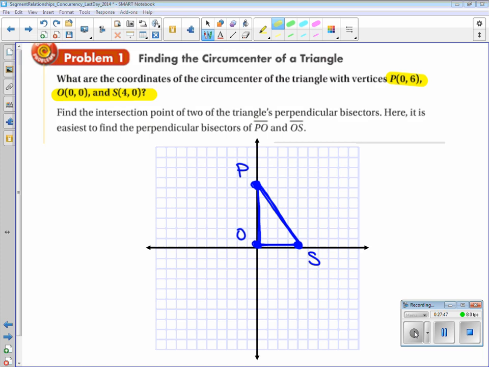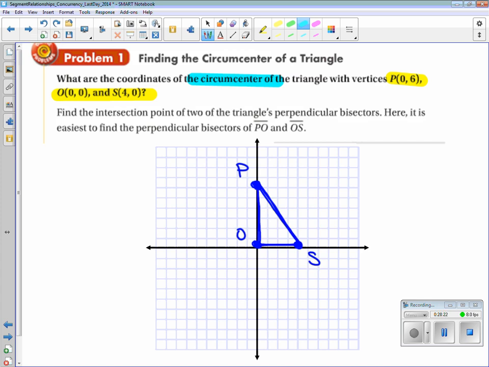Now, a couple of things. What is it asking us to find? You read the directions. What are the coordinates of what? Keyword. And we know what a circumcenter is. What's a circumcenter? Where the what intersect? These are perpendicular bisectors. So how do I find that?